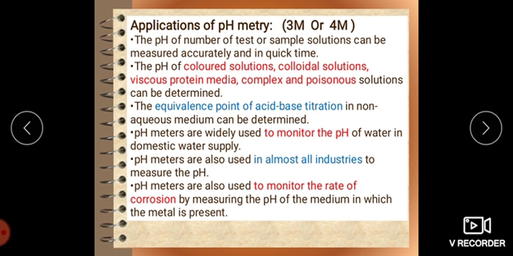The pH meter is also used in almost every industry to measure pH, including the pharmaceutical and drug industry, textile industry and paper industries. The pH meter is also used to monitor the rate of corrosion by measuring the pH of the medium in which the metal is present.